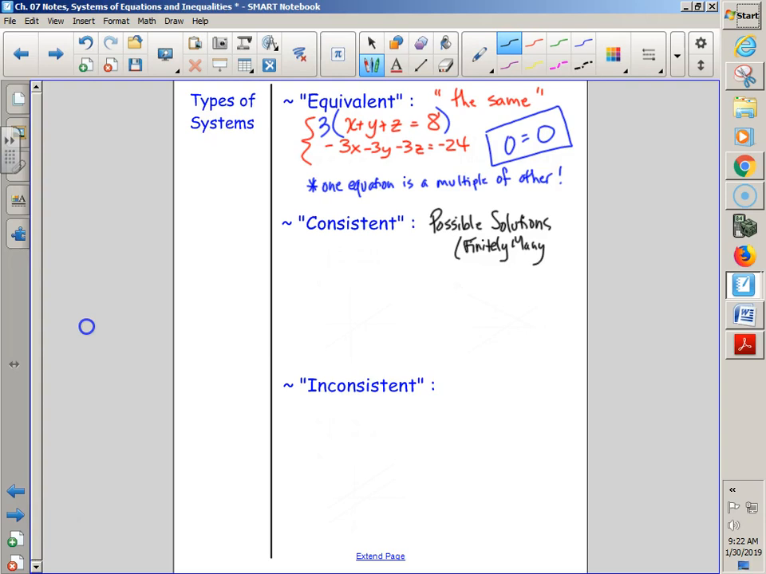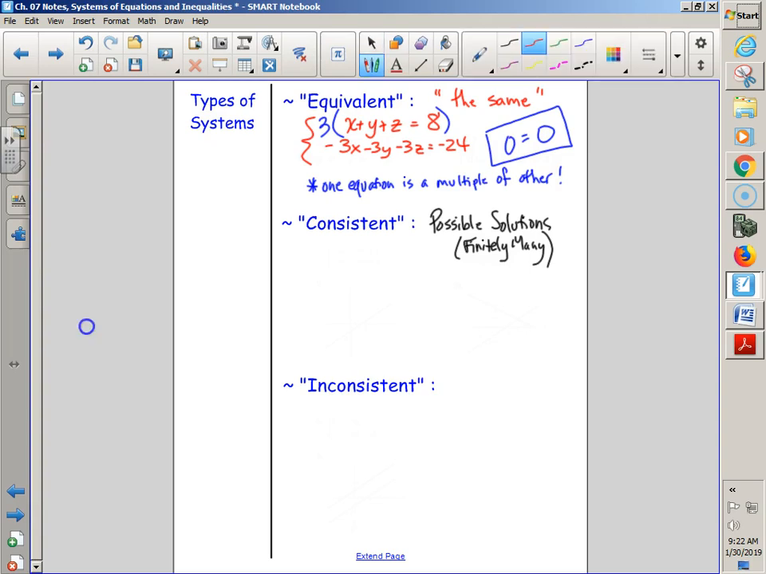What does that mean? Only a certain number. Not like a plus 2 pi n. Not an infinite amount of solutions. Equivalent is an infinite amount, but not just an infinite amount, every single point is shared. That's equivalent. Consistent: there are possible solutions, there are intersections, and there are finitely many.